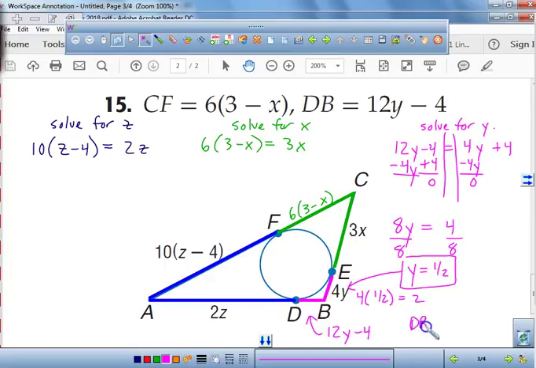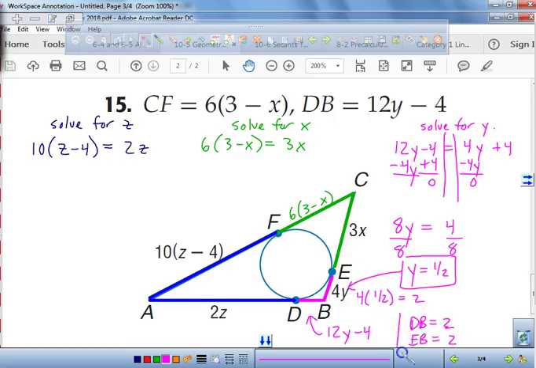So what do I know the distance is from D to B? From D to B is equal to what? 2. And also from E to B is also equal to 2. So that's not my final answer, but I know that side's a 2 and that side's a 2. So that's part of my answer. What else do you have to find? You've got to find C to F, C to E, A to F, and A to D.